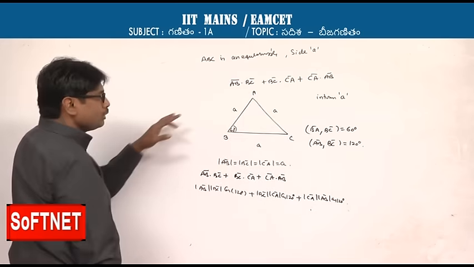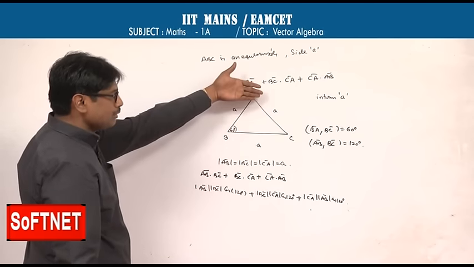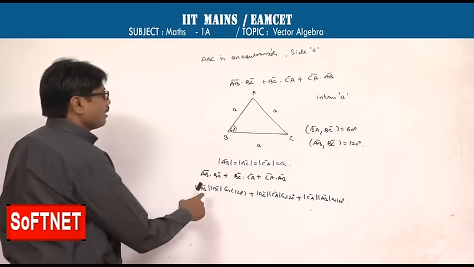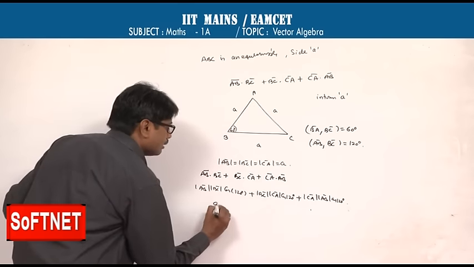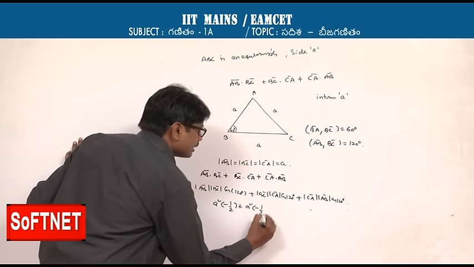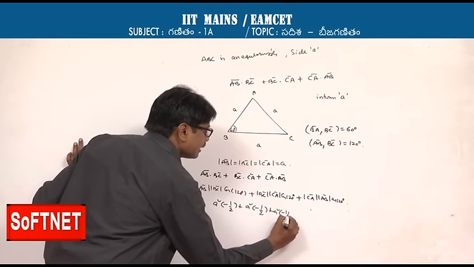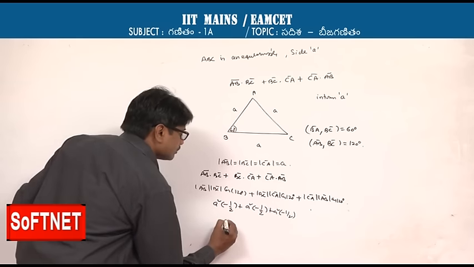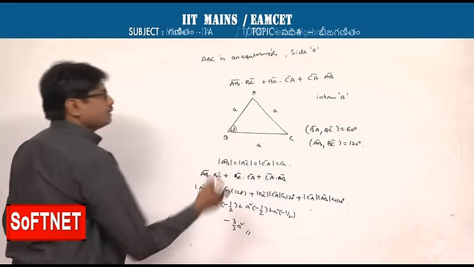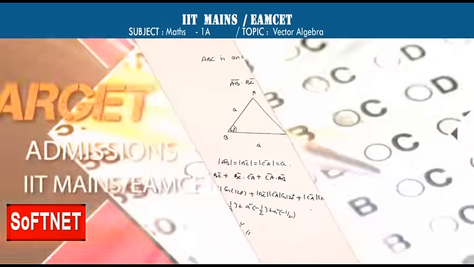So if you are going to put 60 the answer will be different and 120 the answer will be different. So here the magnitude will be a square, so a square times of minus 1 by 2, a square times of minus 1 by 2, a square times of minus 1 by 2, that is minus 3 by 2 times of a square. This is the above expression value.